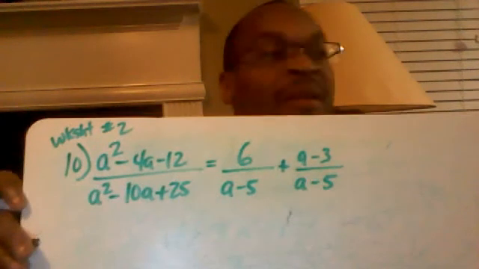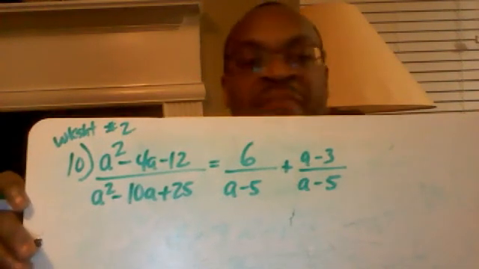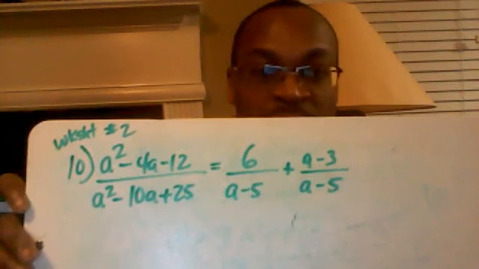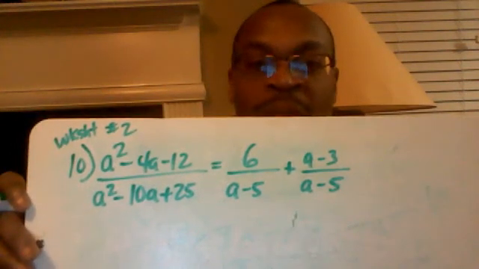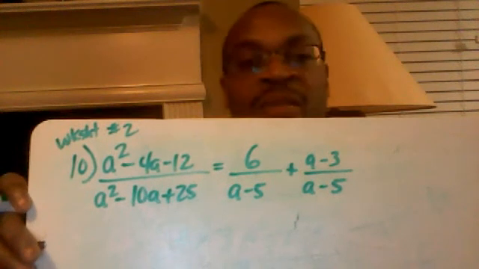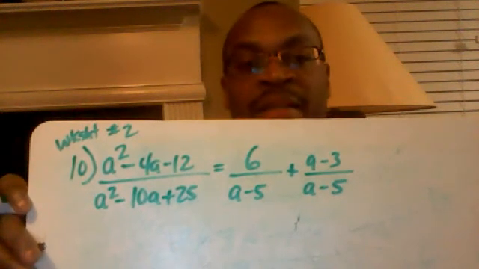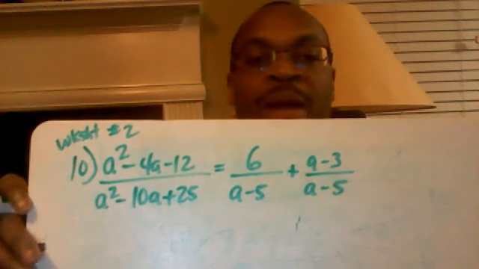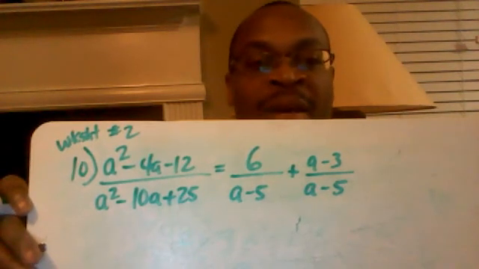Alright, once again, following the same process, the first thing you want to do is factor. Everything that's to the second power, you factor. So that means that a squared minus 4a minus 12, I can go ahead and factor that. That looks like it's going to be what? A minus 6 and a plus 2 on the top. On the bottom, you know it's going to be a minus 5, a minus 5.